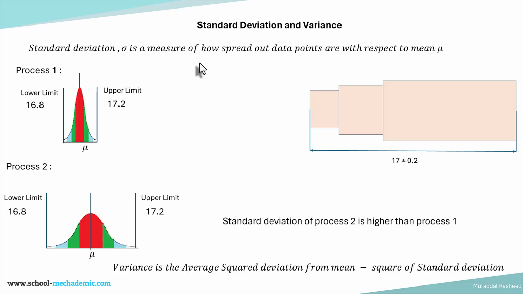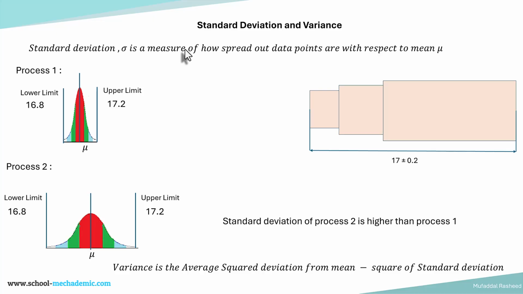So let's say we have 10 data points and we have a mean of that data. Then if we calculate the deviation, square that deviation and find the average of that squared deviation, that would be the variance of the data, and that is the square of the standard deviation. So variance and standard deviation are basically used to measure the spread of data points with respect to the mean for a process.